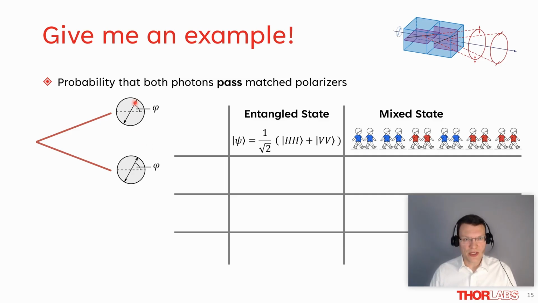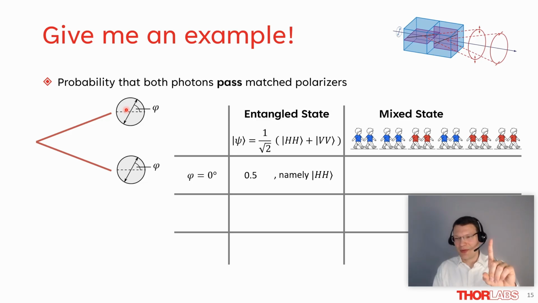If the polarizer is oriented at phi equals 0 degrees, then basically it's like a 50-50 decision whether the system decides to be in vertical or in horizontal. So we have a probability of 0.5. Because if the first photon passes through the first polarizer at 0 degrees, we said before, then the second one automatically has 0 degrees too, so it passes through the second one automatically.